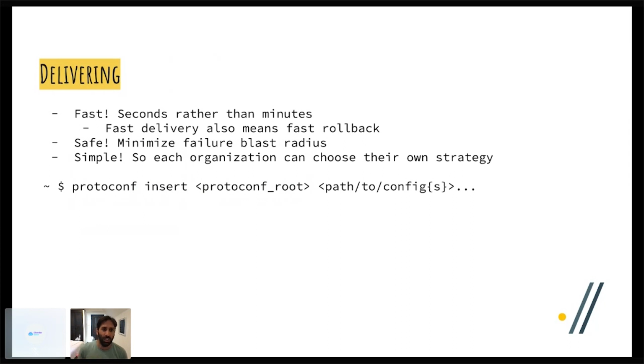It needs to be safe. We want to minimize the blast radius. If we have something like a single point of failure in the configuration delivery pipeline, then we might be doomed. It needs to be simple, so every organization can use their own strategy, and it is as simple as just running protoconf insert with the path to the root of our configs and the path of the configs that we want to load.